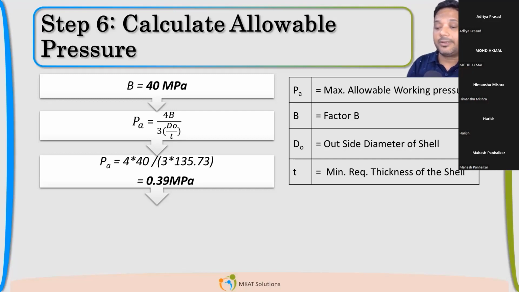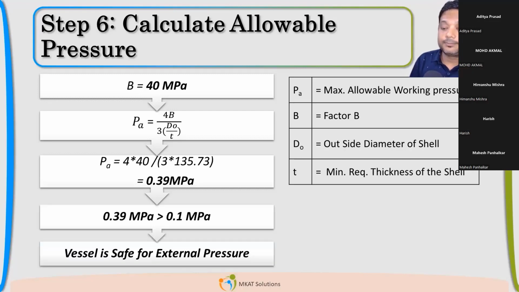Why are we saying it's safe? Because this allowable pressure which we got tells us the maximum external pressure which can be applied on the same pressure vessel, the geometry of the pressure vessel which we have taken as an example. So it can take 0.39 MPa. And what was required as a design? 1 bar, 0.1 MPa. So it can take more pressure than what is required. So my design is safe. Is it clear to everyone?